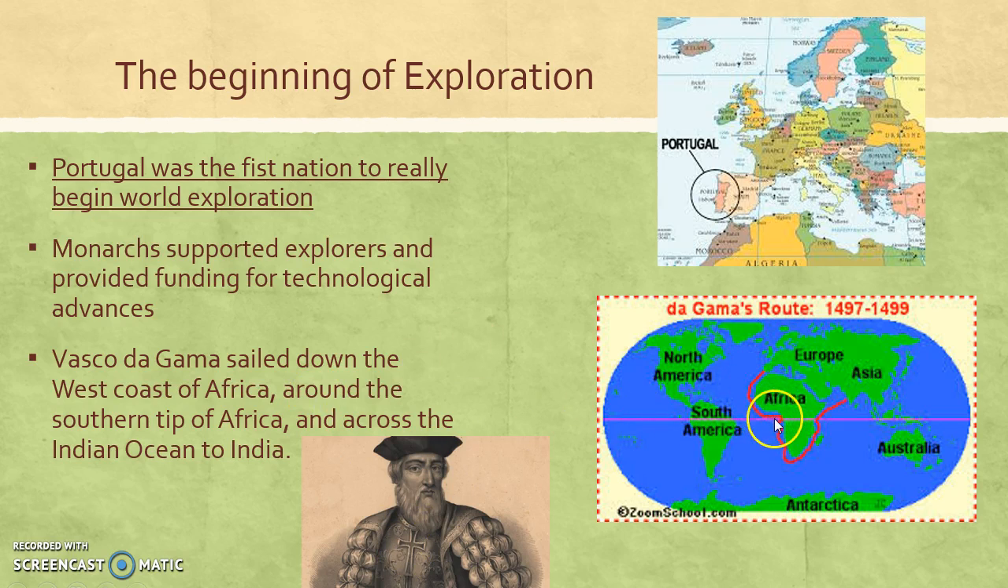You can see his trade route over here. He traveled all the way down the west coast of Africa, around the southern tip of Africa, and eventually led to Asia and India, where he was able to trade for spices and such.